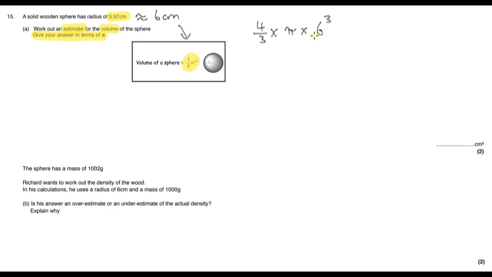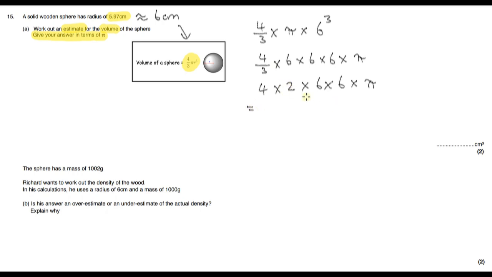Okay, so what can we do? Well, actually, I'm going to simplify this slightly. So we've got 4/3 times 6 times 6 times 6 times pi. I've just written it out like this because I can see that we can simplify this fraction. So we've got 6 divided by 3 is 2. So I could say 4 times 2 times 6 times 6 times pi. Instead of working out what 6 cubed is, I've just simplified this. I can see I've got 6 in the numerator and 3 in the denominator. So this here just converts to 2, really.